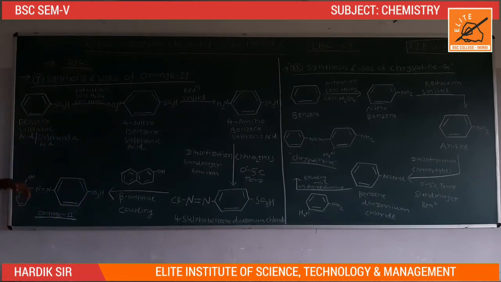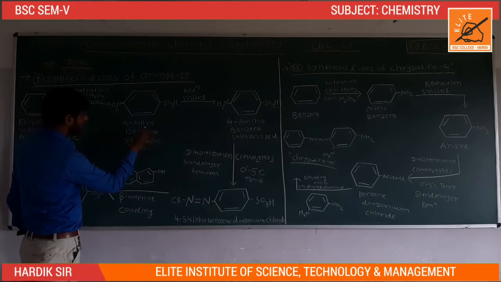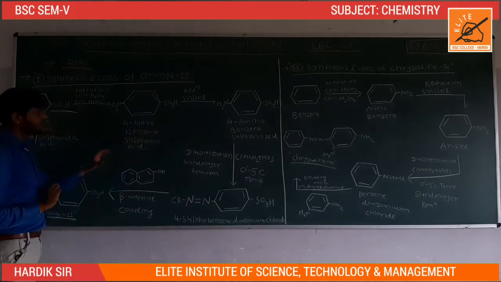Now we first take benzene sulfonic acid or sulfanilic acid. This is the SO3H group, so this is called benzene sulfonic acid or sulfanilic acid. Now we have the nitration process with concentrated H2SO4 and concentrated HNO3, and we have produced 4-nitrobenzene sulfonic acid.